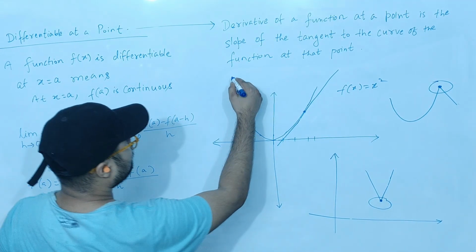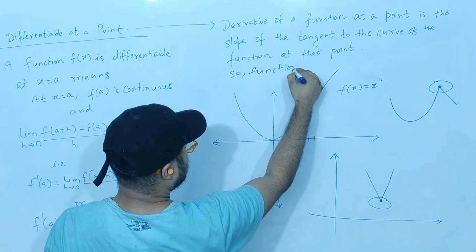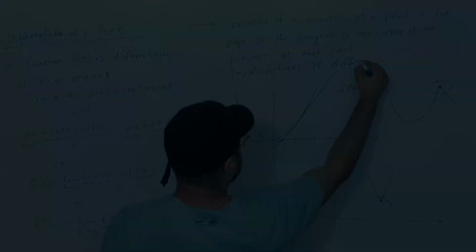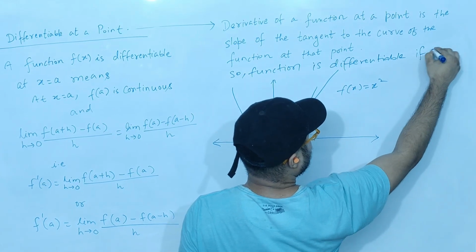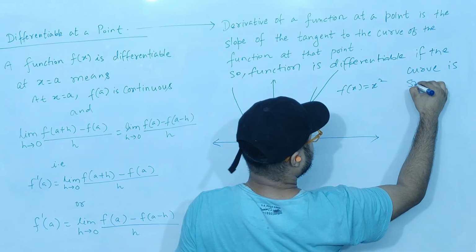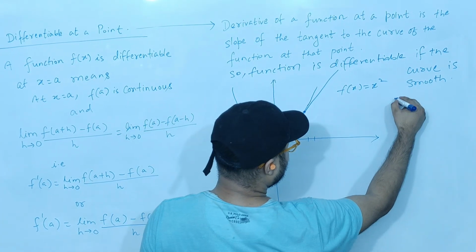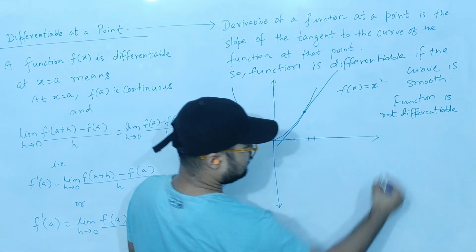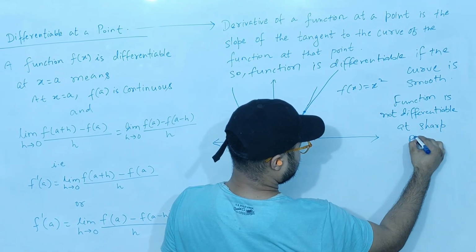So a function is differentiable if the curve is smooth. A function is not differentiable at sharp points.